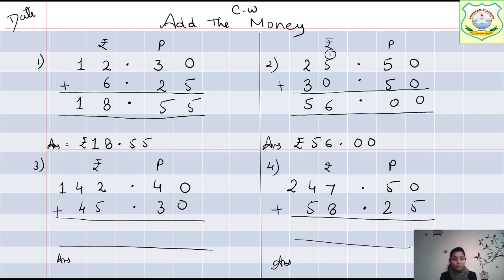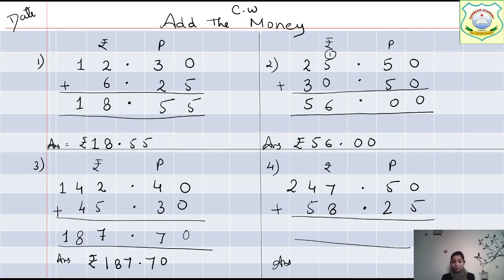Now let's start addition. 0 plus 0 is how much? 0. 4 plus 3 is 7. Now the decimal we have to put in the same line as I have told you. Now 5 plus 2 is 7. 4 plus 4 is 8. And here we got 1. So what amount have we got? Rupees 187.70. So we got rupees 187 and 70 paise as the answer.